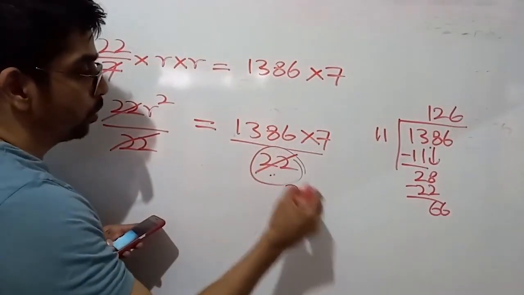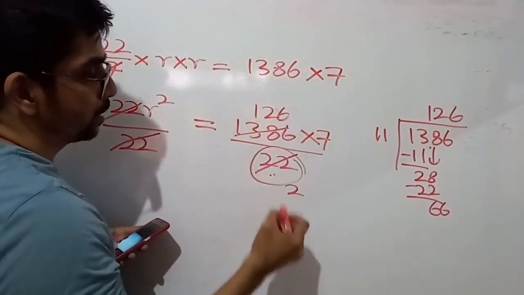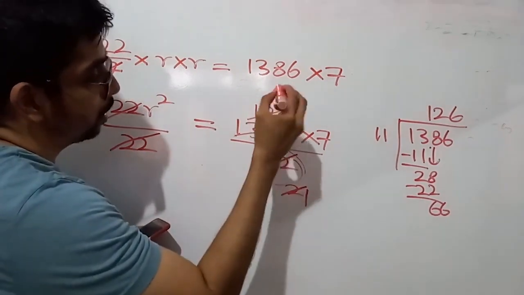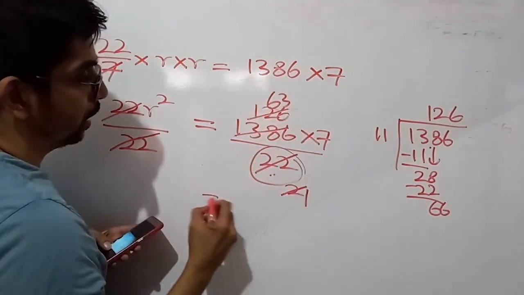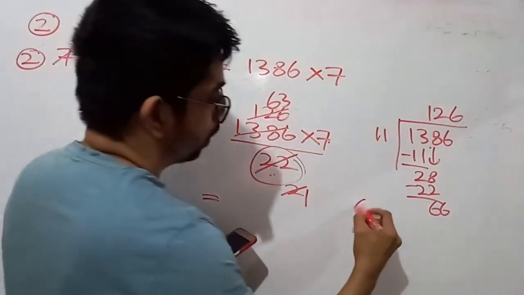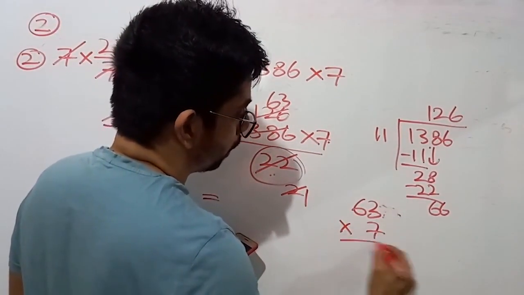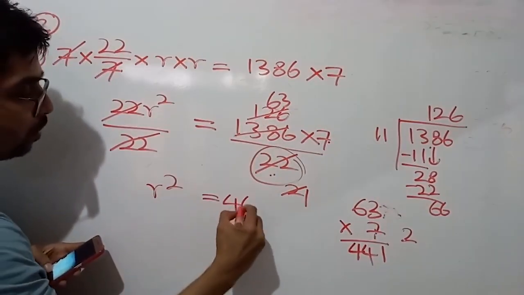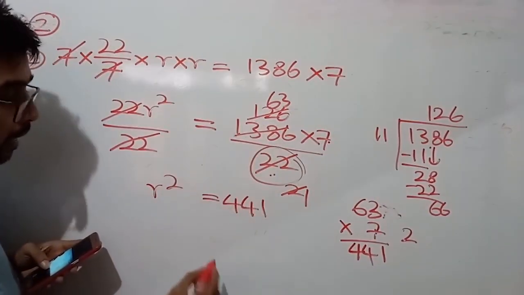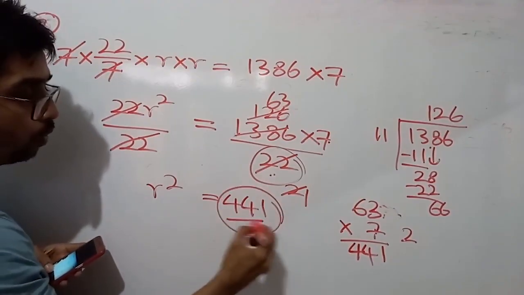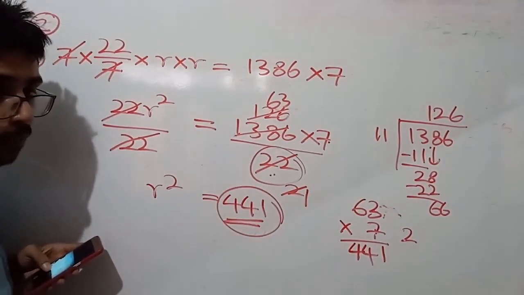So 11 times 2, 11 times 126. 2 times 1, 2 times 63. Right? So 7 times, so 63, multiply that by what? 7. So r squared, that is equal to 441. Right? So we now know how to find the square root of 441.